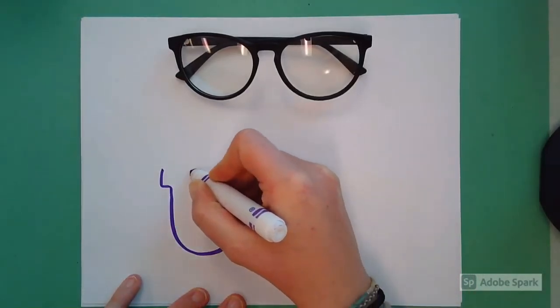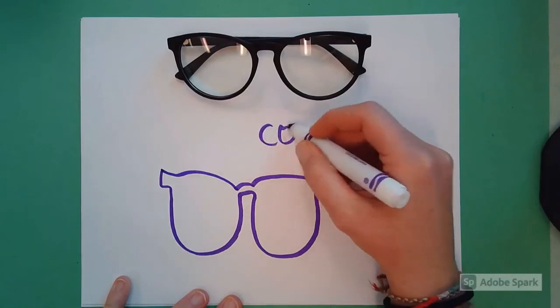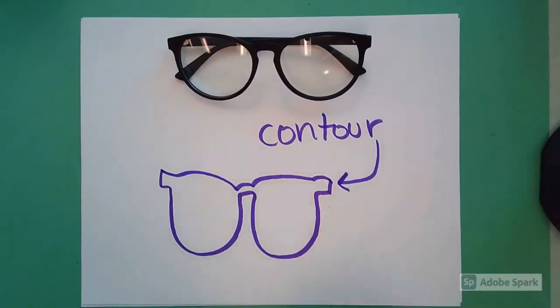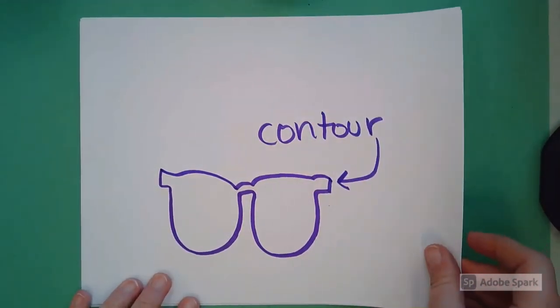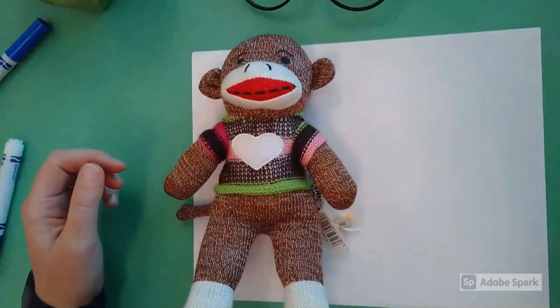And remember, it's okay if your object looks a little weird. Don't worry if it doesn't look exactly like the object that you're drawing. Those glasses are a little bit funky, but that's okay. I'm just drawing the contour or outline for practice of my shapes. Next up is Mr. Sock Monkey. He might be the hardest one.